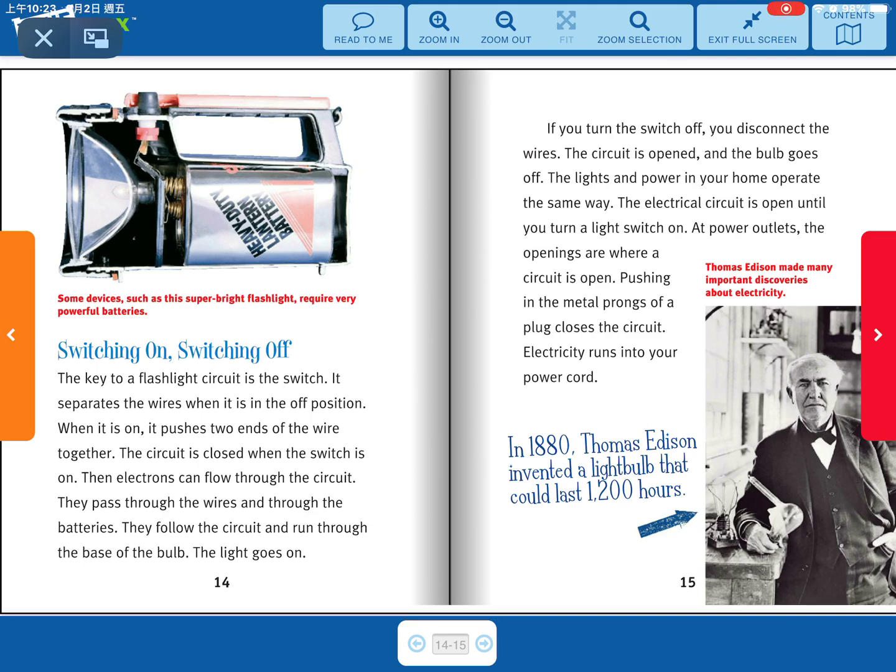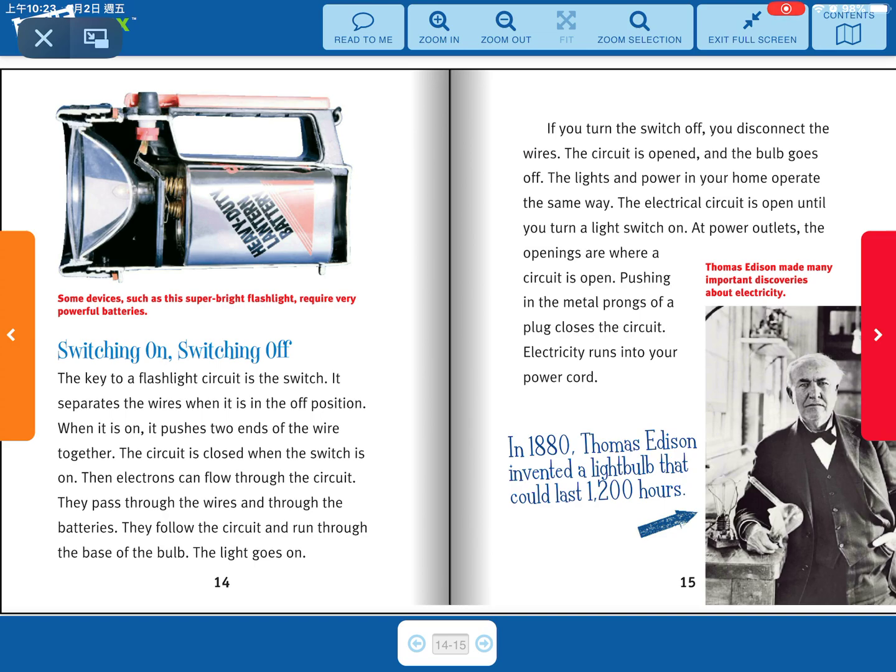They pass through the wires and through the batteries. They follow the circuit and run through the base of the bulb. The light goes on. If you turn the switch off, you disconnect the wires. The circuit is opened, and the bulb goes off. The lights and power in your home operate the same way.